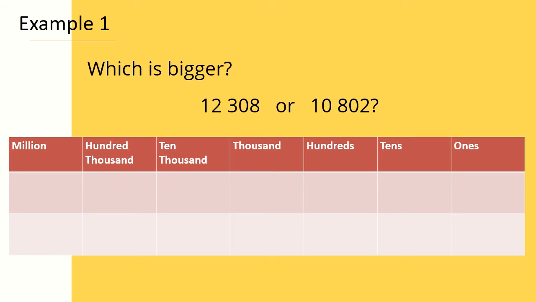So our first step would be we are going to put in the numbers in their correct place value, starting with this 12,308. So starting from the back, 8, 0, 3, 2, and 1. Remember, the rule is only one number can go in one box. Next, we put in the second number, starting from the back. That's 2, 0, 8, 0, and 1. Then our second step for today is we are going to compare starting from the highest place value.